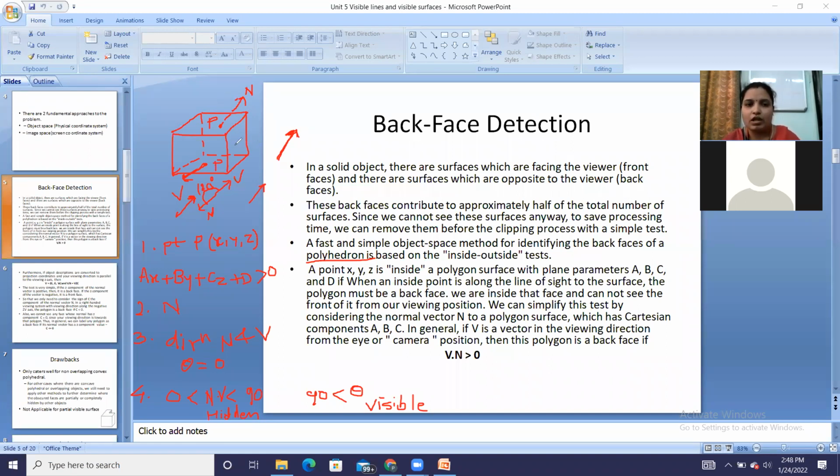Here also, if you observe, if I want to see about this face, then I am drawing the normal. Now what will happen? The direction of V and N is like this. This is your viewer direction. This is your normal direction. Now what is the angle? Whether it is less than 90 or greater than 90.